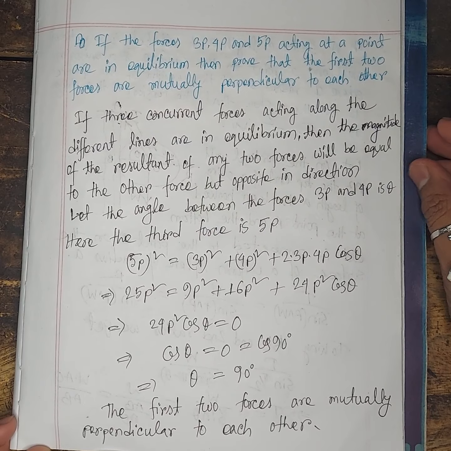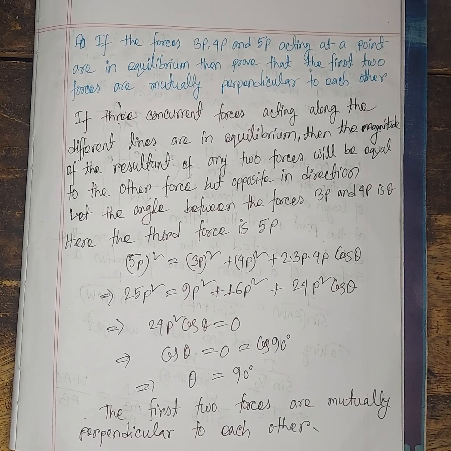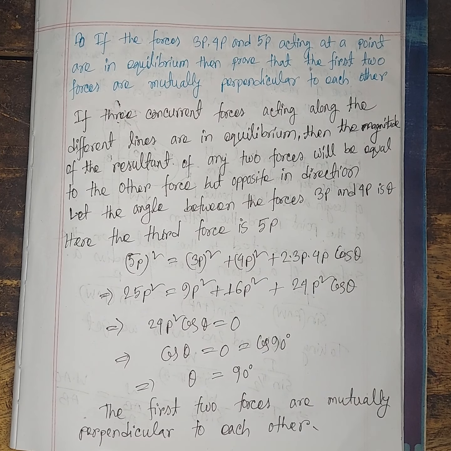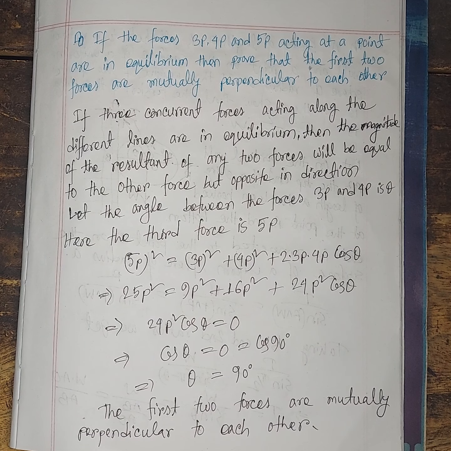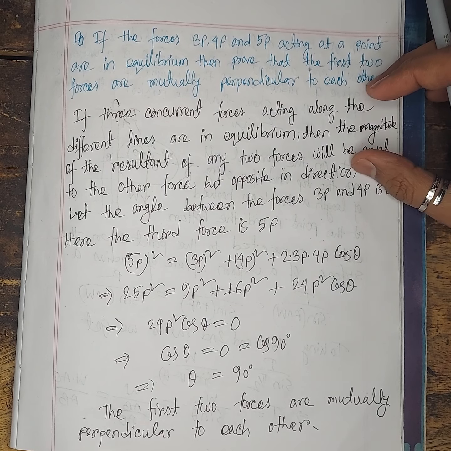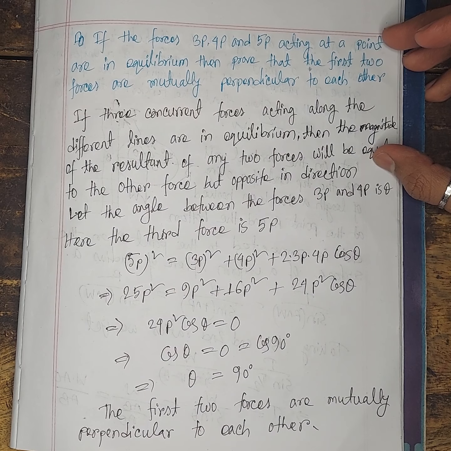Here our second problem: if the forces 3P, 4P and 5P acting at a point are in equilibrium, then we have to prove that the first two forces are mutually perpendicular to each other.